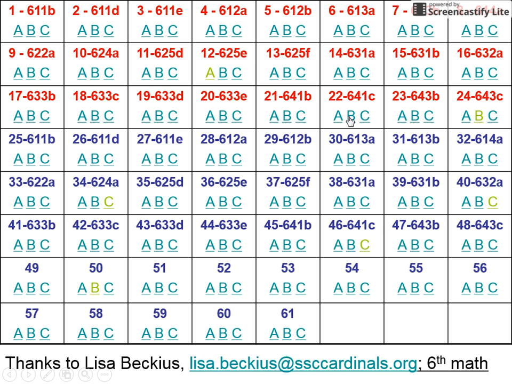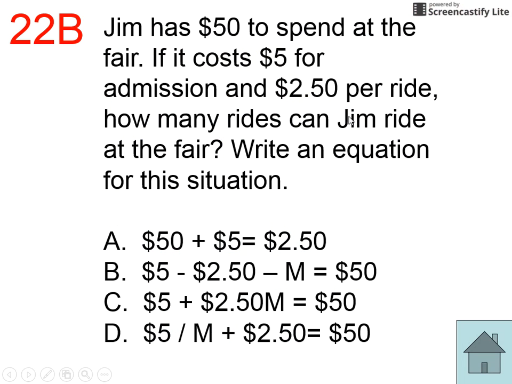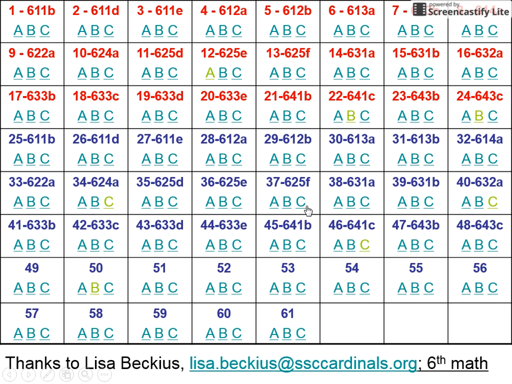Okay, next is 22B. If Jim has $50 to spend at the fair, and it costs $5 for admission and $2.50 per ride, how many rides can Jim ride at the fair? Write an equation for this situation. Okay, and the equations are listed below. Pause the video.